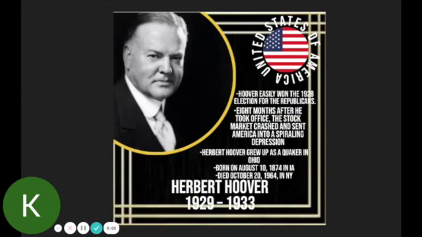Hoover easily won the 1928 election for the Republicans. 8 months after he took office, the stock market had crashed and sent America into a Great Depression. Herbert Hoover grew up as a Quaker in Ohio. He was born on August 10th of 1874, died October 20th of 1964.